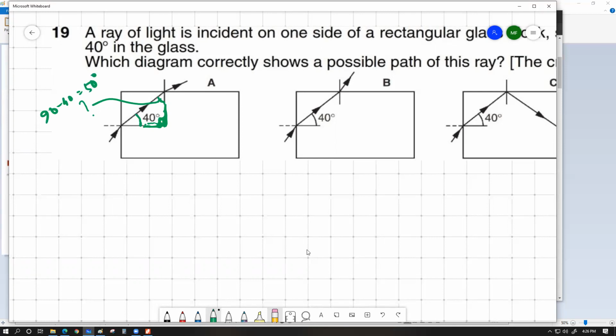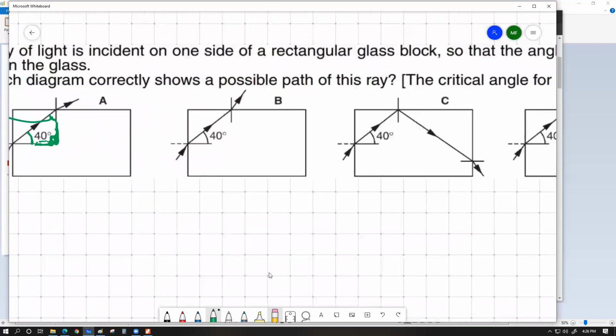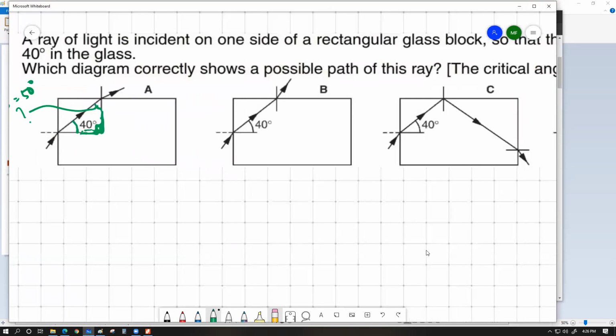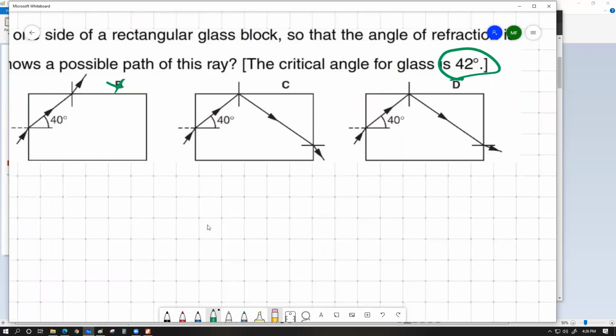Okay. Then the question also told us that the critical angle for glass is 42 degree, which means if the incident angle inside the glass while trying to leave towards air is more than 42 degree, we're going to have TIR. We can see that the incident angle inside the glass is going to be 50 degrees, which is bigger than 42 degrees. So we are going to have TIR. So A and B are not acceptable because A and B are showing that the light ray is leaving the glass. So we should have TIR. So C and D are what we're going to check.